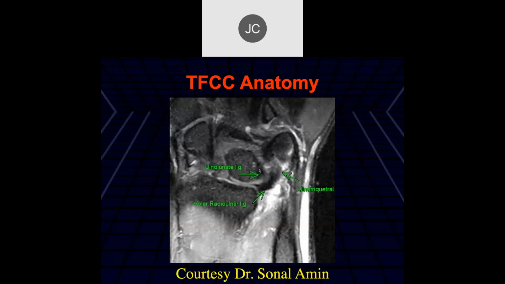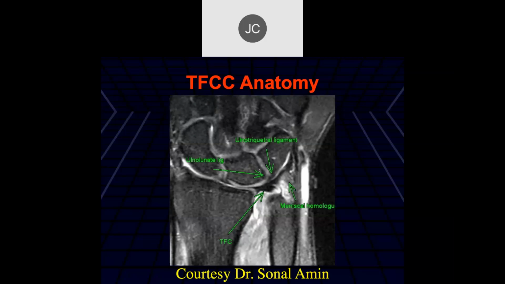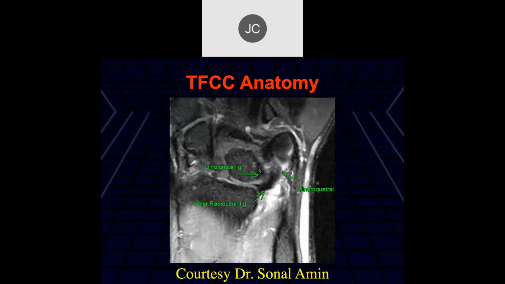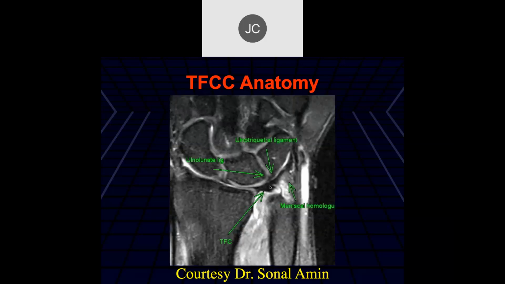here we can see, let me just check here. Yeah, I think this is volar. Yeah, volar. So here's the TFC. There's the ulnar lunate ligament, volar ulnar lunate ligament. The ulnar triquetral ligament would be up in this particular area. If we go one cut more dorsally, we're in the central portion of the disc.